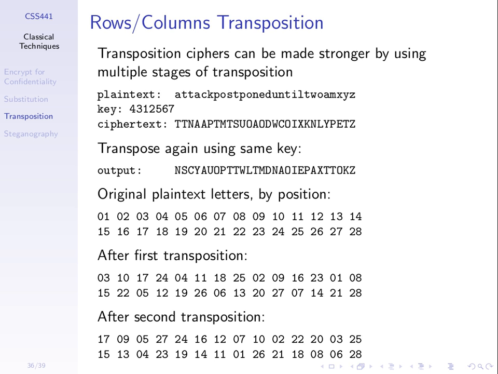We have 28 letters in the plain text. A, T, T, A, C, K, and so on. So that's the position of the original letters. When we do a transposition, we rearrange those letters. Where did the A go to? When we did the transposition, the first letter, 01, ends up here in the 13th position. If you do the encrypt, this A moves to this position. The second letter, the first T here, moves to the 9th position.